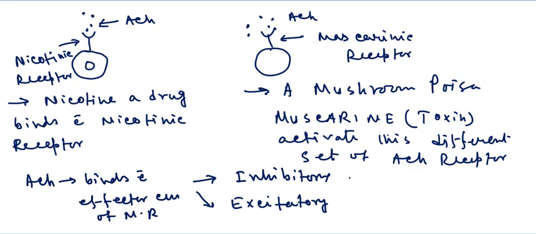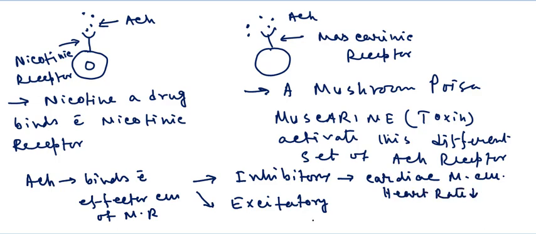The inhibitory function is seen in the case of cardiac muscle. When the acetylcholine binds with the muscarinic receptor in a cardiac muscle cell, this shows an inhibitory effect, and in this case the heart rate slows down. The excitatory function of acetylcholine when it binds with the muscarinic receptor is seen in the smooth muscles of the GI tract, and this increases the motility of the GI tract.